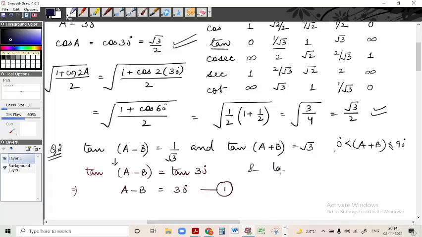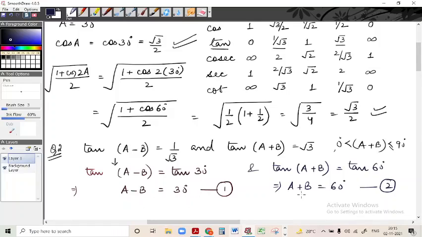tan a plus b is equals to, now tan root 3 will get it for 60 degree. So this is equals to tan of 60 degree. So which implies a plus b will be equal to 60 degree. Okay, this is equation number 2.